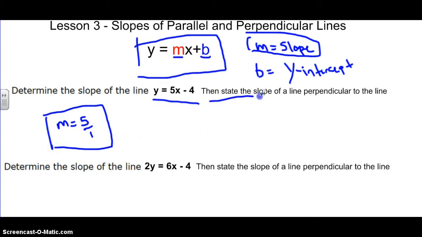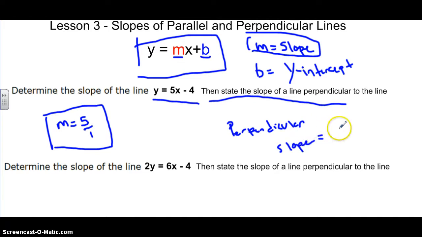Now, we want to state the slope of a line perpendicular to this line. To find the perpendicular line, all we have to do is flip this and change the sign. So the perpendicular slope will be equal to negative 1 over 5. Just had to flip it and change the sign. That's all you got to do.